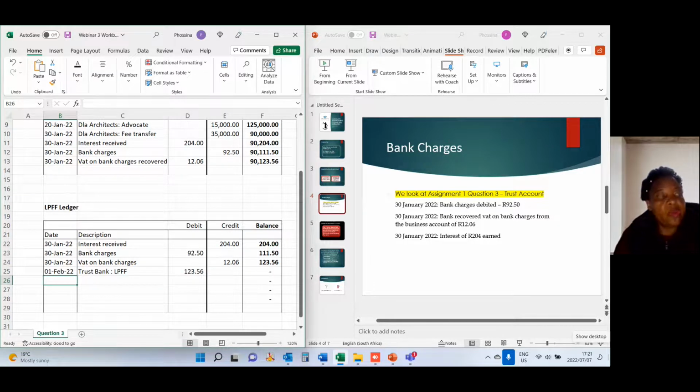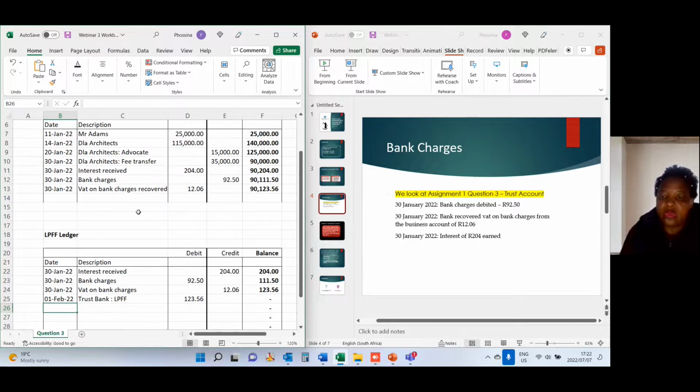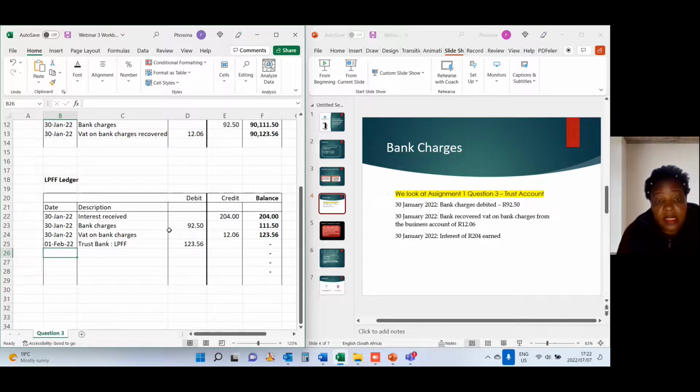And even when you are completing your refund form, you find they also ask how much was the VAT, and they say the VAT on the bank charges is supposed to be subtracted. So you'd find your auditors work it out for you and then submit. So I hope you have understood the section.